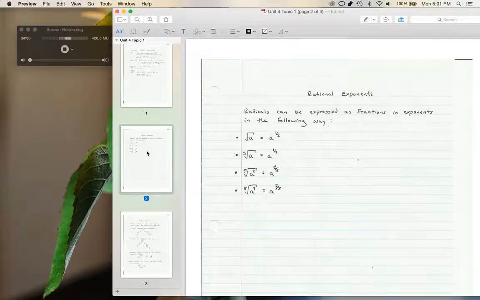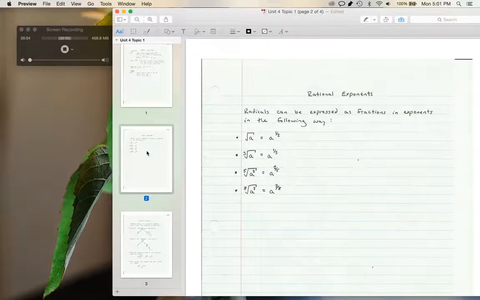That is rational exponents. Radicals can be expressed as fractions in exponents in the following way. So I've written out a bunch of examples for you here. This is just another notation for radicals. Radicals are equivalent to exponents that are fractions. And you want to be familiar with going from radical notation to exponent notation and back.